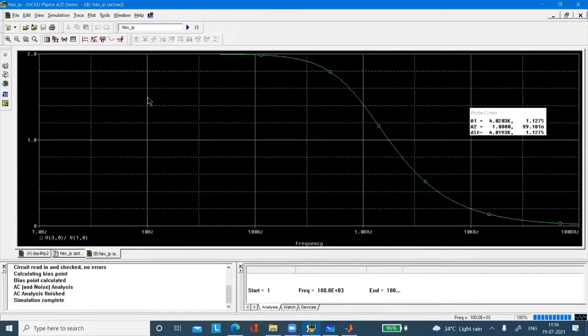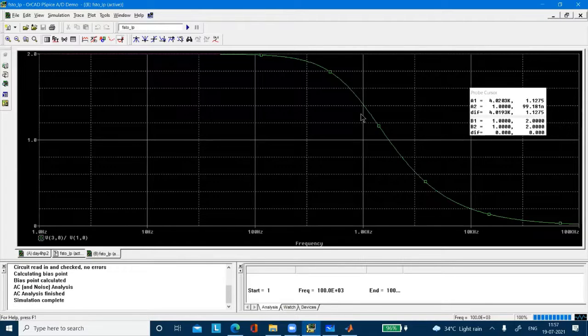This is the gain versus frequency. Look at the gain. What will be the gain value at the cutoff frequency? K by root 2. Gain is K by root 2, that is 1.414. So at 1 kilohertz, the gain should be approximately 2 by root 2. Select 1 kilohertz and you will get the value from here.